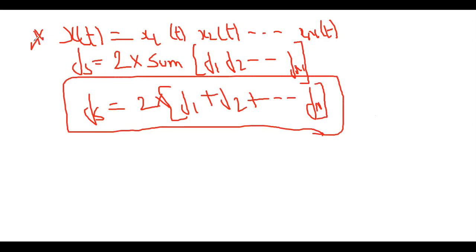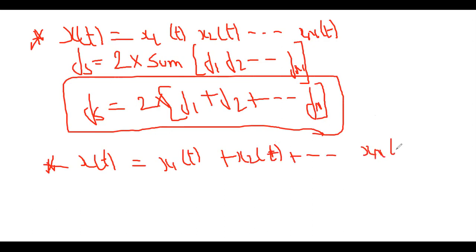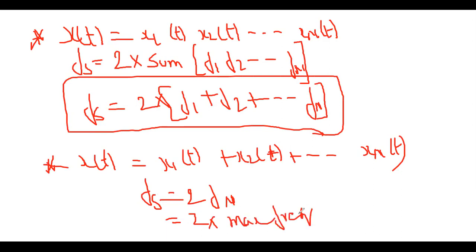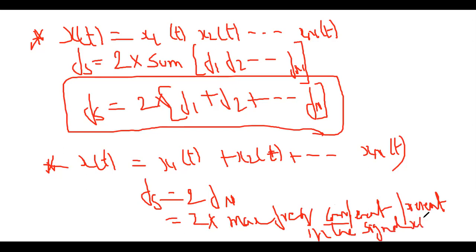Okay. Previously we learned, if x of t is equal to x1 of t plus x2 of t plus and so on up to xn of t, what is the sampling frequency? fs is equal to 2 into fn, or 2 into the maximum frequency component present in the signal x of t. Whatever the signal, we take the maximum, not xn directly. That frequency is not taken directly as xn. Here also, we do not directly take the xn value. If it is a product of signals, it is 2 into the sum of the frequencies, f1 plus f2 plus so on.